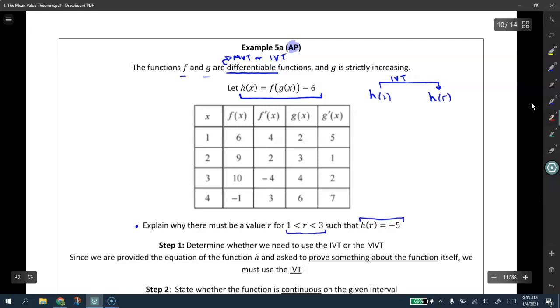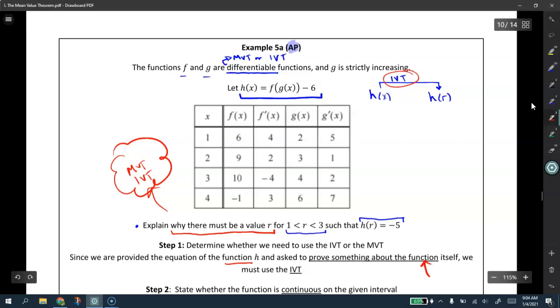Now, getting into some of the specifics as to how AP structures these questions, whenever you see where it says, explain why there must be a value r, this should ring a bell for you that this is going to either be the MVT or the IVT. Okay, this is what you should think. And I just showed you that we would be using the IVT to work with it because it's giving you a function and it's asking you to prove something about the function itself.